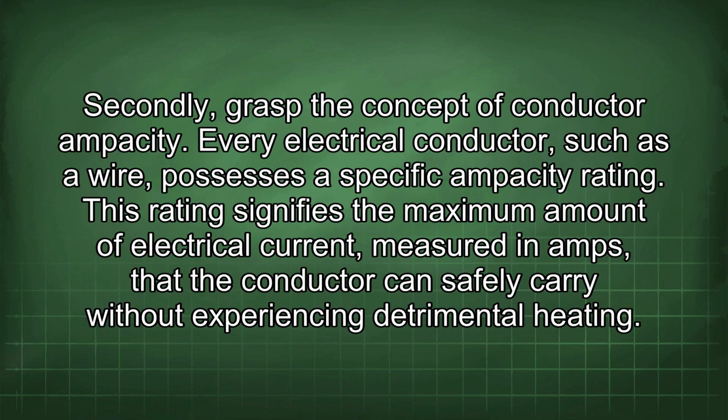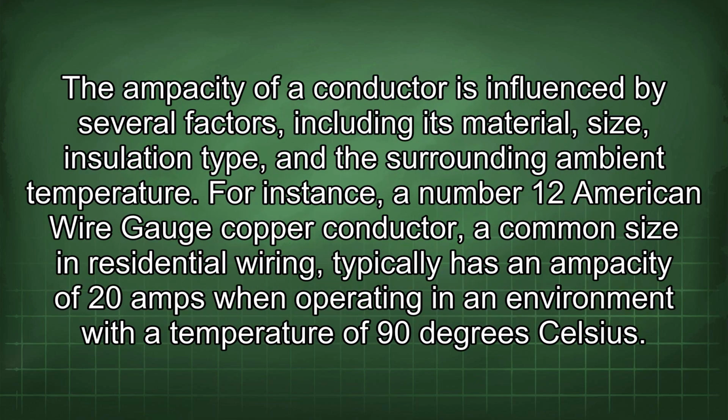Secondly, grasp the concept of conductor ampacity. Every electrical conductor, such as a wire, possesses a specific ampacity rating. This rating signifies the maximum amount of electrical current, measured in amps, that the conductor can safely carry without experiencing detrimental heating. The ampacity of a conductor is influenced by several factors, including its material, size, insulation type, and the surrounding ambient temperature. For instance, a number 12 American wire gauge copper conductor, a common size in residential wiring, typically has an ampacity of 20 amps when operating in an environment with a temperature of 90 degrees Celsius.